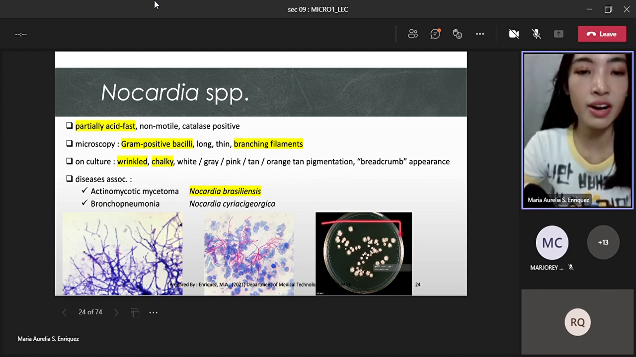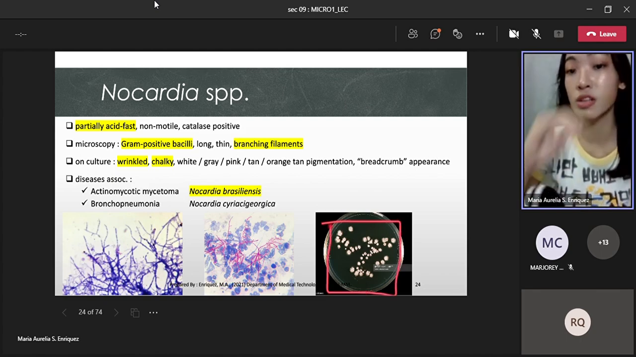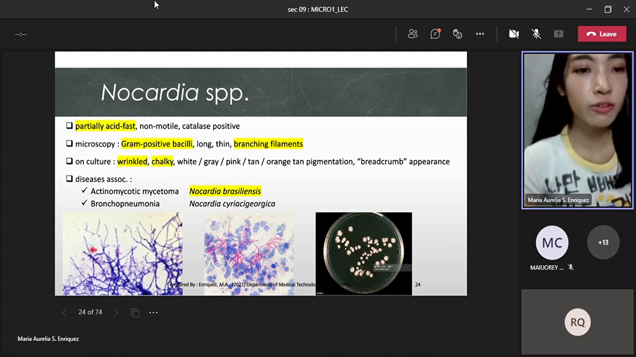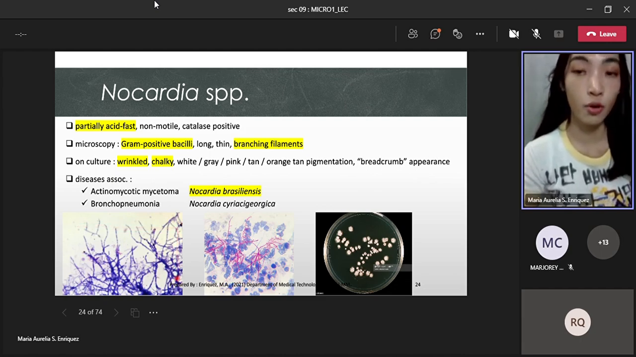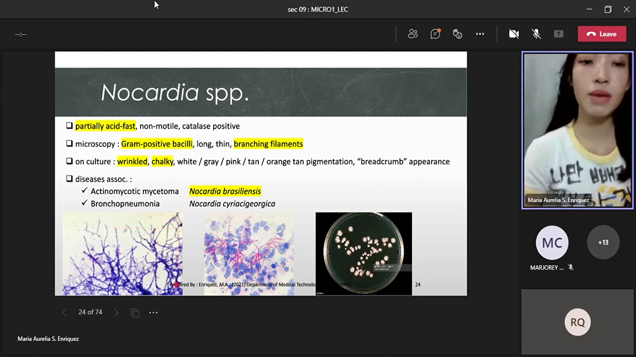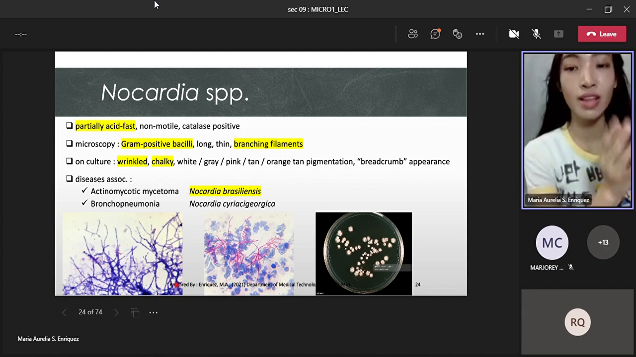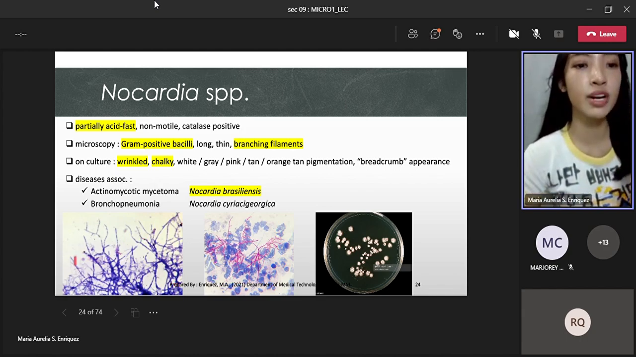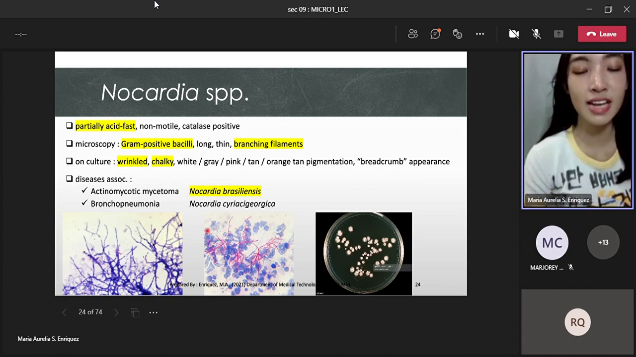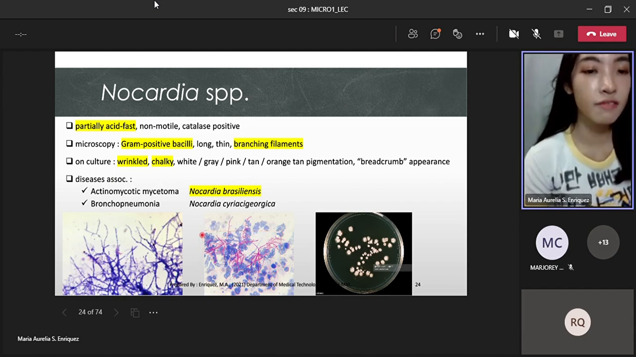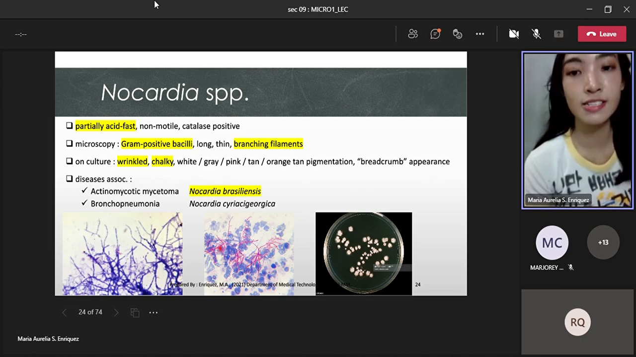So ito po yung itsura ng Nocardia species on culture, as you can see here in this third photo. Ayan po, itong first photo, this is an example of the branching of Nocardia species. So yung mga cells niya, they may be arranged in a way na mukha silang magkakaduktong and they are forming branches. So ito po yung itsura nila on gram staining. If we were to perform partial acid fast staining or modified acid fast staining, ito naman po yung magiging itsura nila in this picture in the middle or the second photo. Ayan, so yung mga red na cells po, yan yung Nocardia cells.